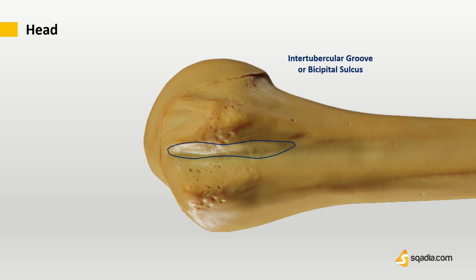Now, if you rotate the head of the humerus, you would observe that it has the shape of a lip, which gives it a medial and a lateral lip, as you can appreciate over here.